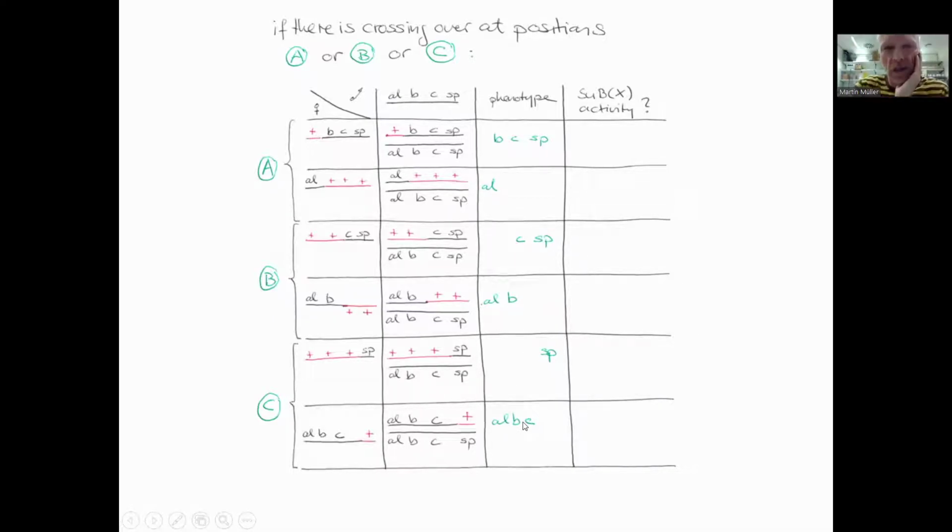So that's very easy. Now the next column here asks what is the activity of the suppressor, and who knows what the activity of this chromosome is here? Anybody can tell me?